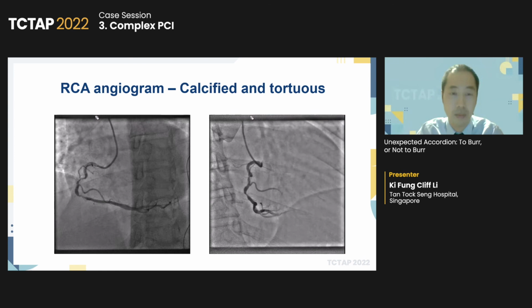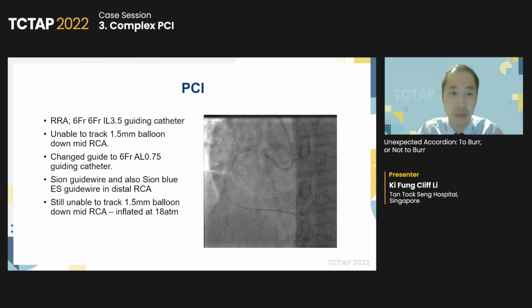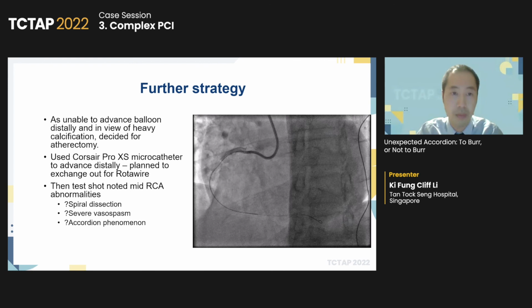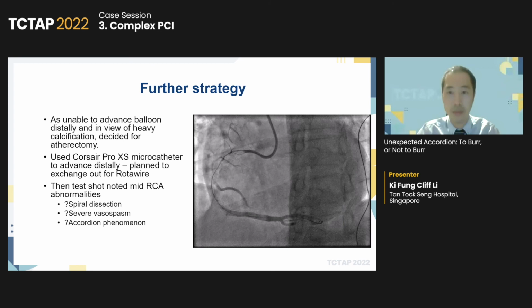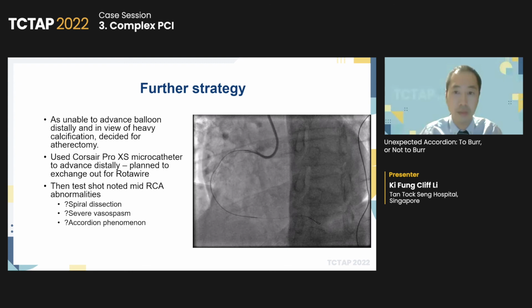We first used the IL-3.5 guide, but we were unable to track down a 1.5 mm balloon. Hence, we changed to the AL-0.75 guide, using a Xeon and Xeon Blue ES guide wire as a buddy wire technique, but we were still unable to track down a 1.5 mm balloon in the mid-RCA. So we decided that we would proceed with atherectomy, using a Caravel Pro XS microcatheter to advance distally. Just before we were about to exchange out the wire for a RotaWire, a test shot noted a very severe mid-RCA lesion. Was it a spiral dissection, was it a spasm, or was it an accordion phenomenon?